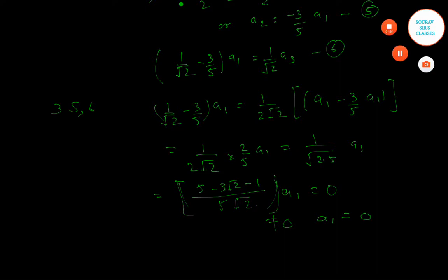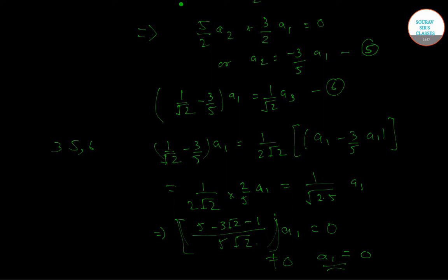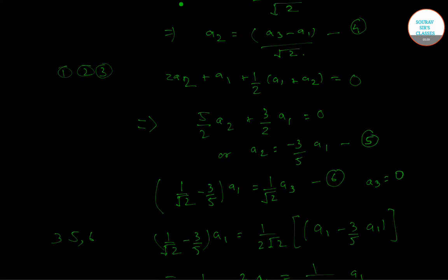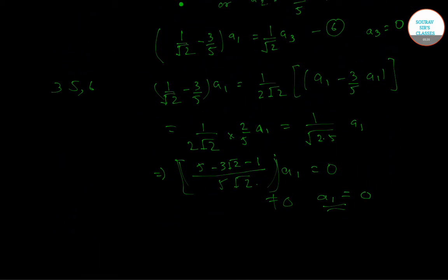Now since our a1 is equals to 0, therefore from our equation number 6, we get a3 is equals to 0, and from our equation number 2, we get our a2, which is equals to a0, is equals to 0. Hence, we get our answer, that is a0 is equals to a1 is equals to a2 is equals to a3 is equals to 0.